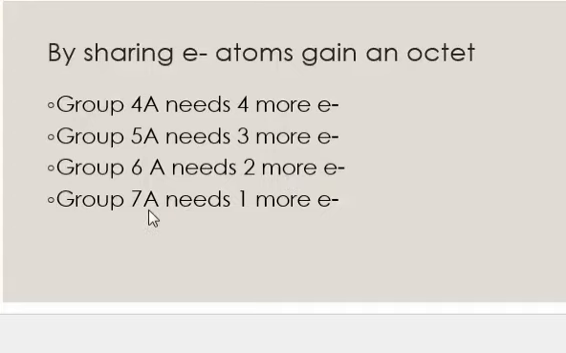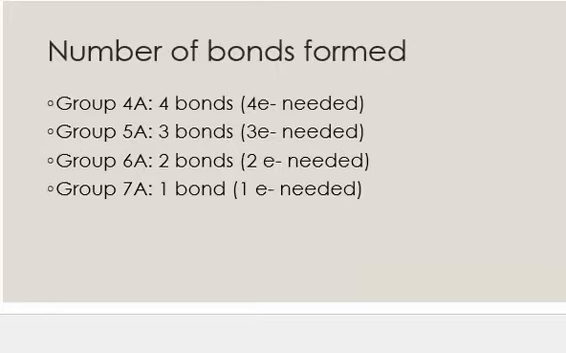And group 7A, with 7 valence electrons, needs to share 1 electron to obtain an octet. Although every member of a group has the same number of valence electrons, I'm focused on the nonmetals because they are the elements that covalently bond. Nonmetal atoms tend to form the same number of bonds.